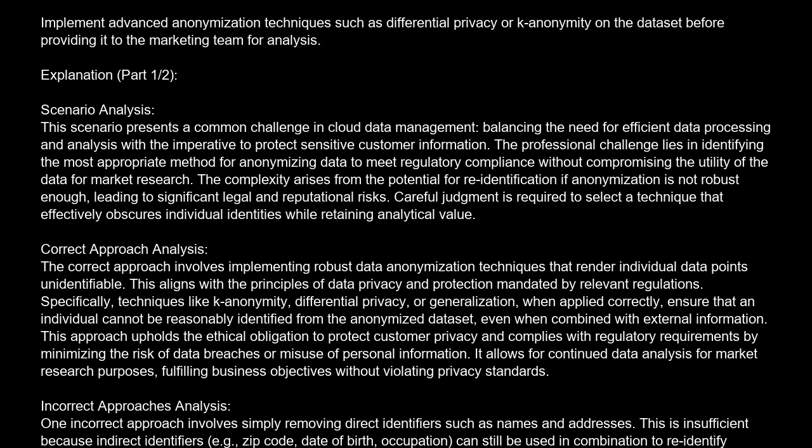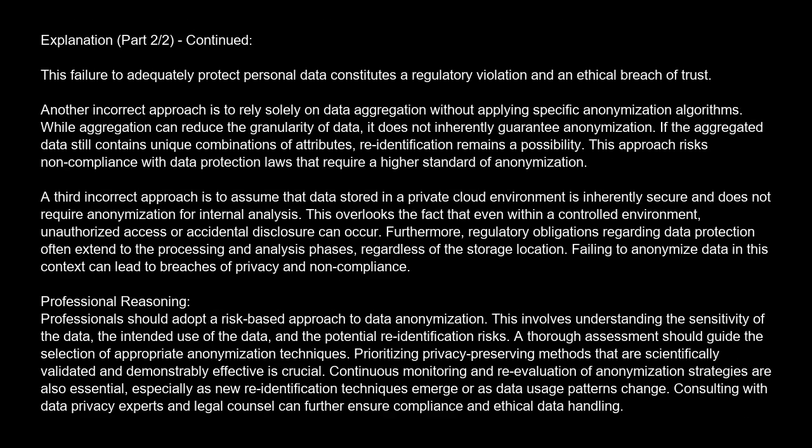Incorrect approaches analysis. One incorrect approach involves simply removing direct identifiers such as names and addresses. This is insufficient because indirect identifiers, e.g., zip code, date of birth, occupation, can still be used in combination to re-identify individuals, especially in smaller datasets or when cross-referenced with publicly available information. This failure to adequately protect personal data constitutes a regulatory violation and an ethical breach of trust.